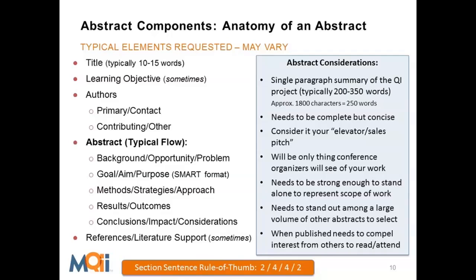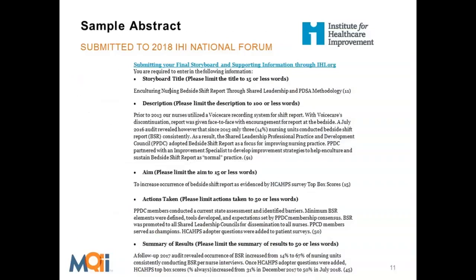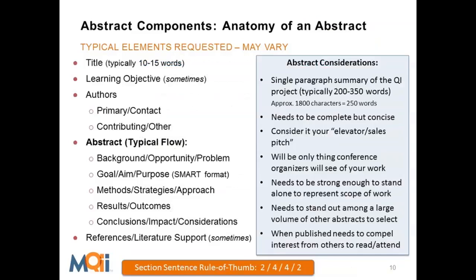So I have at the bottom of the screen here the rule of thumb, if you just want to back up, Catherine, for the narrative, which is the 2-4-4-2, the number of sentences to include in each component. To meet the word limitation in many cases: 2 sentences on the background and the goal, 4 sentences on the methods and the strategy that you used, 4 sentences on the results and outcome, and then 2 sentences for the conclusion. So that's just a rule of thumb with regard to the narrative.